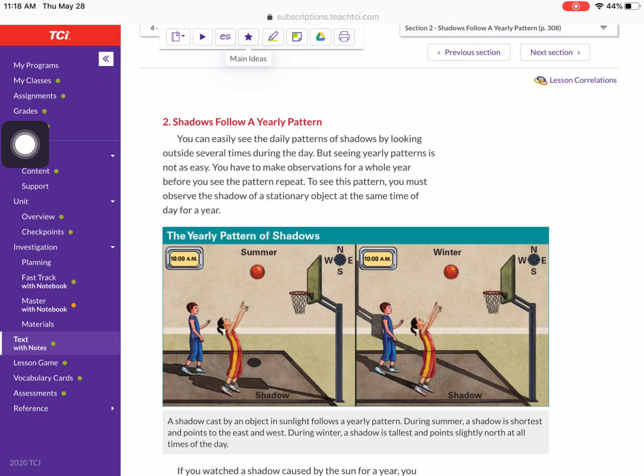Shadows follow a yearly pattern. You can easily see the daily patterns of shadows by looking outside several times a day. But seeing yearly patterns is not as easy. You have to make observations for a whole year before you can see the pattern repeat.